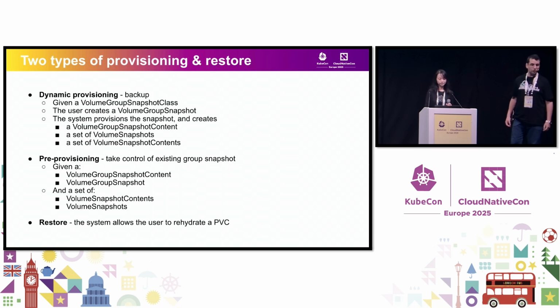The second workflow is called pre-provisioning, and this is what you use when you want a Kubernetes cluster to take control of an existing group snapshot already in your storage. For that workflow to work, you need to create all the objects yourself. So the volume group snapshot content, the volume group snapshot, the volume snapshot contents, and the volume snapshots. Then the third, the most important workflow, is the restore. And this is really easy to do because it's just designed to be used as you would use a plain volume snapshot. We'll see that later.